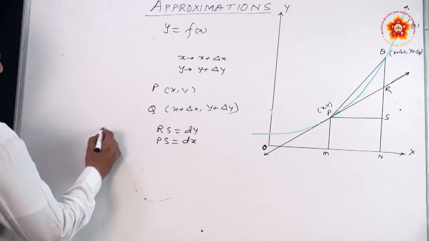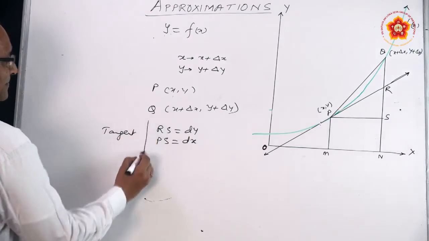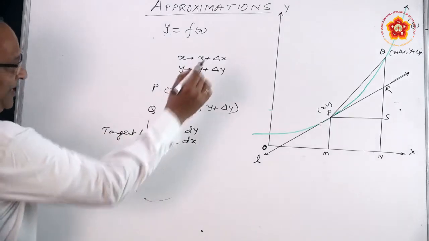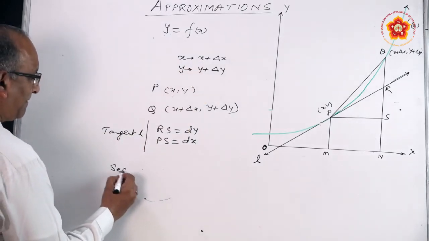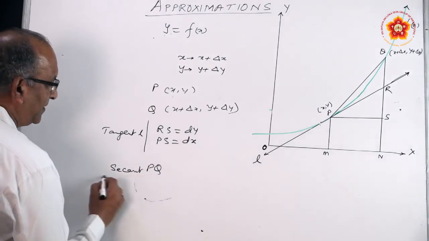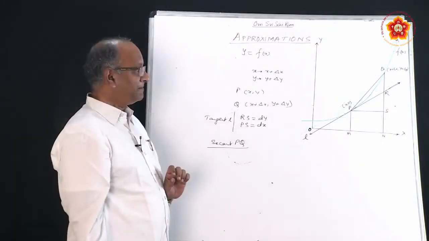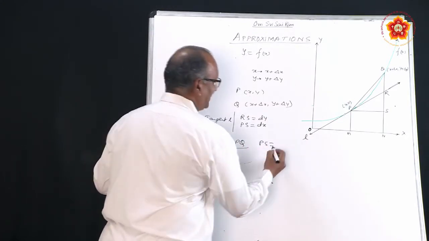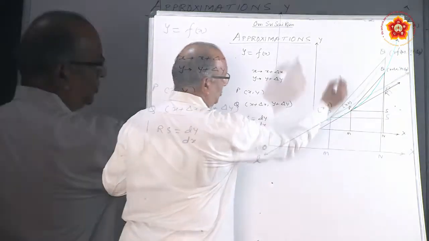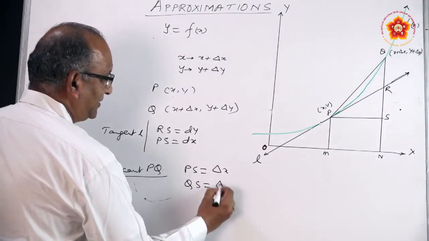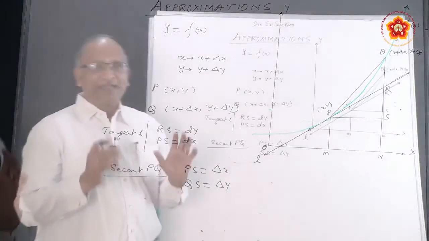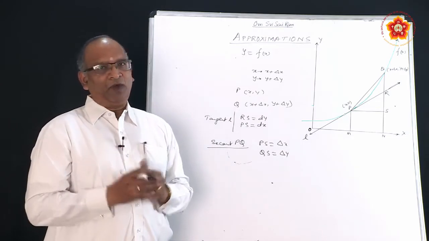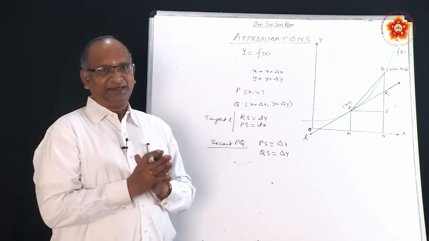Remember, these things are connected to the tangent. Let us call the tangent L. And then we are talking about the secant PQ. In terms of secant PQ, PS is delta x, and QS is equal to delta y. We are trying to understand what approximation is. What is it all about?